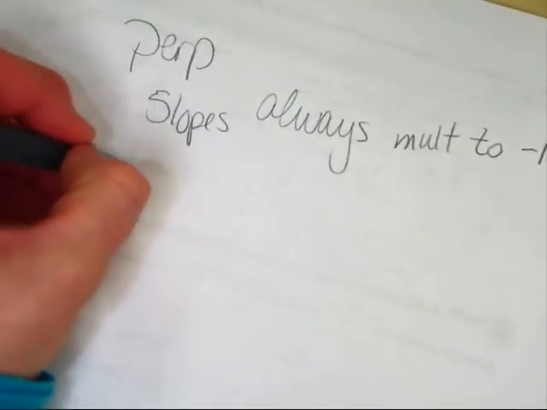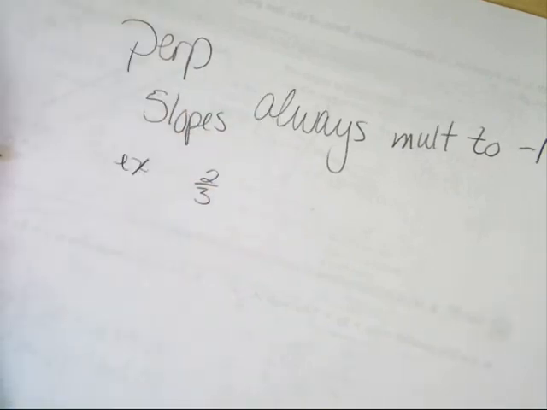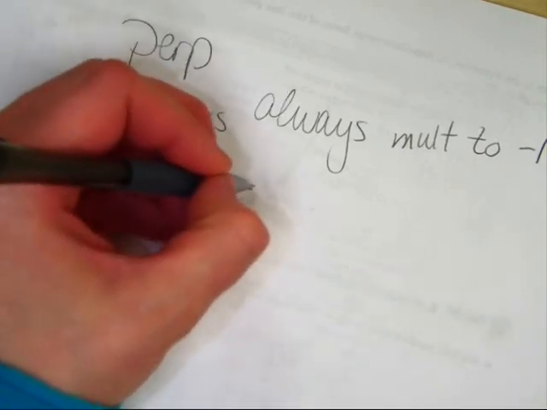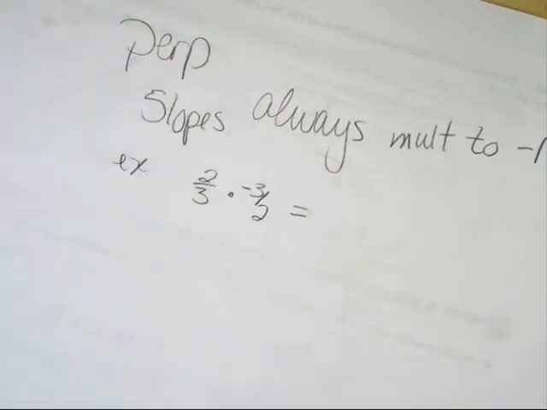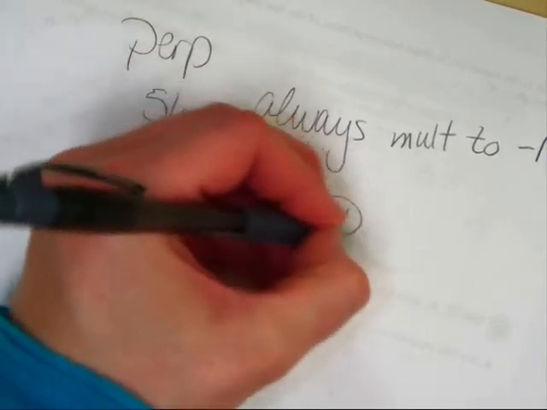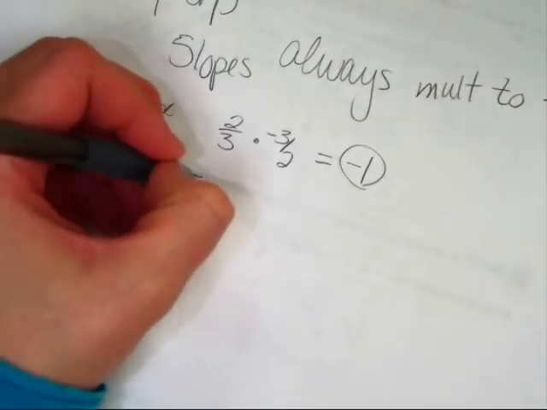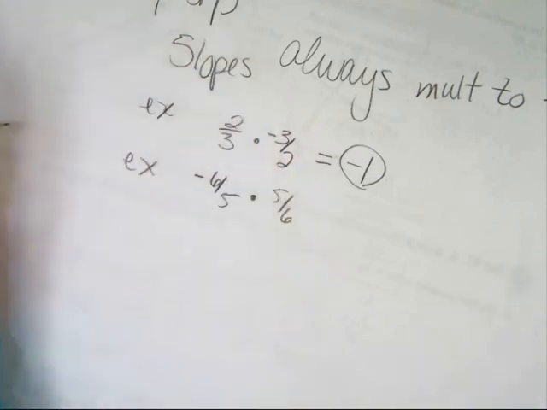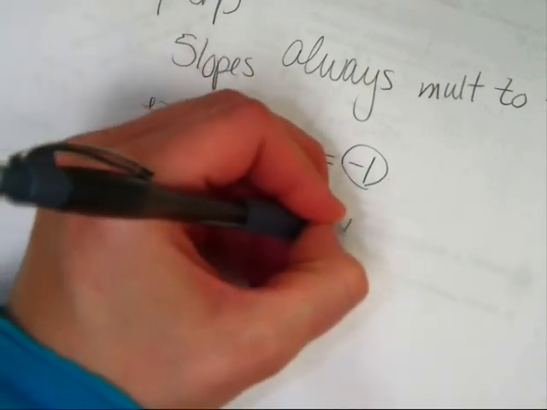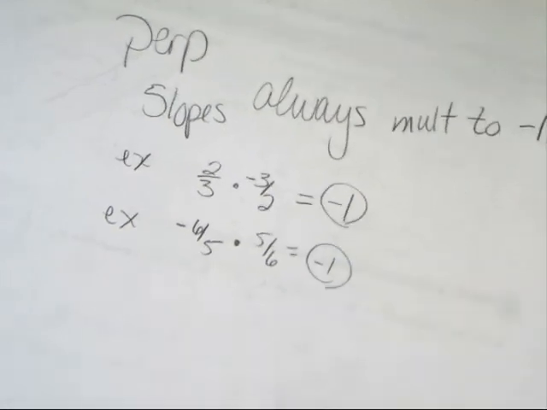And if you guys are questioning how to do that, you can see if you did it right. For example, if you have 2 over 3, what is perpendicular to that? -3 over 2, right? If you multiply those together, you will get -1. Another example, if you have a slope of -6 over 5, and you multiply by the perpendicular slope of +5 over 6, you will get -1. And that is how you can always check to see if you did perpendicular slopes correct.